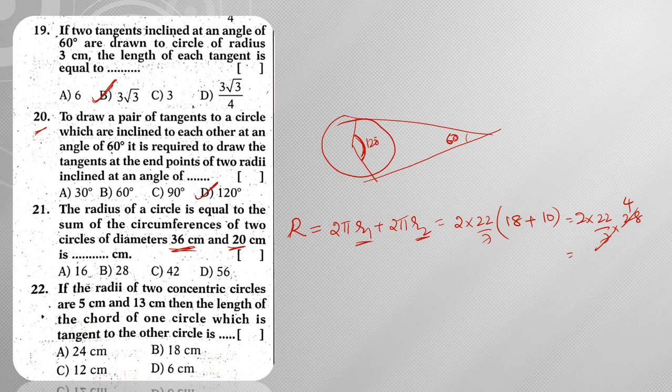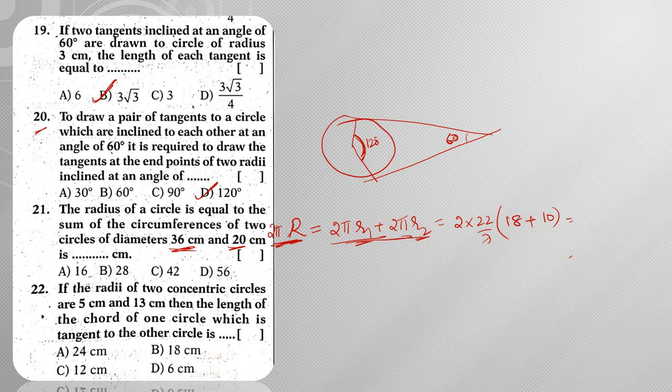The radius of the circle is equal to the sum of circumferences of two circles. I think there is a mistake in the question. So we need to find the radius of the circle such that the circumference of this circle is equal to the sum of circumferences of the remaining two circles.